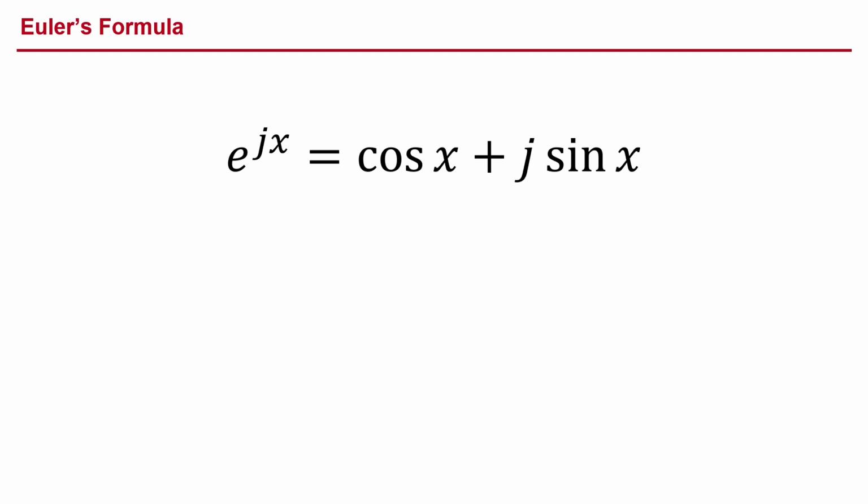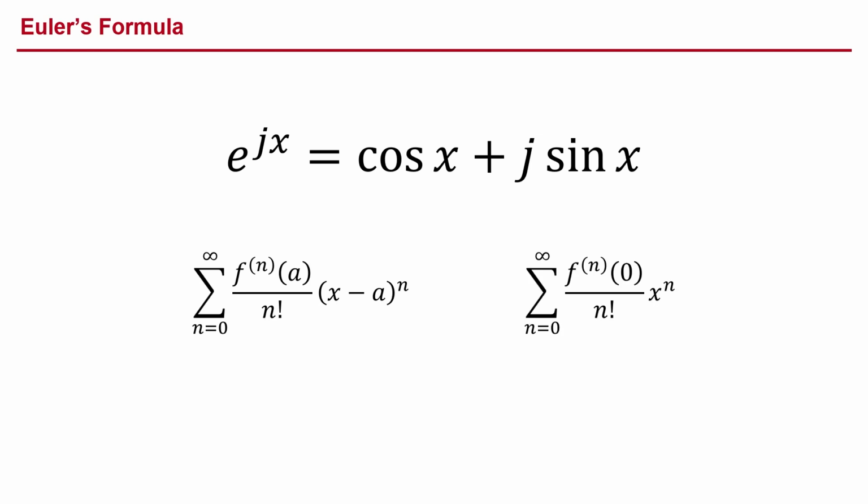There are different ways of going about proving Euler's formula. I like the one that makes use of Taylor and Maclaurin series expansions. So let's start with a discussion of what those are.